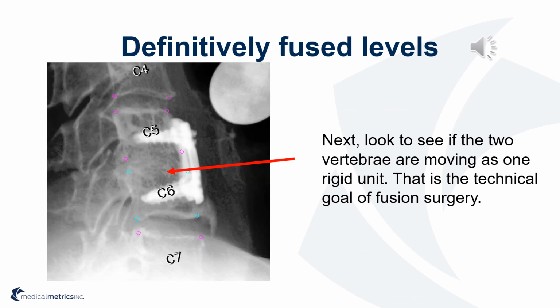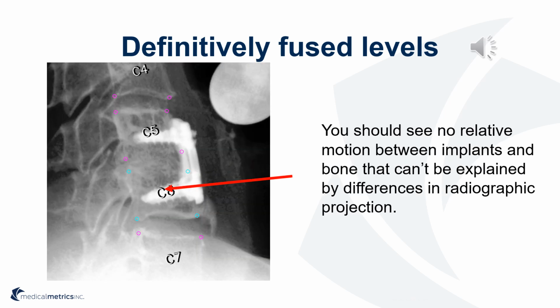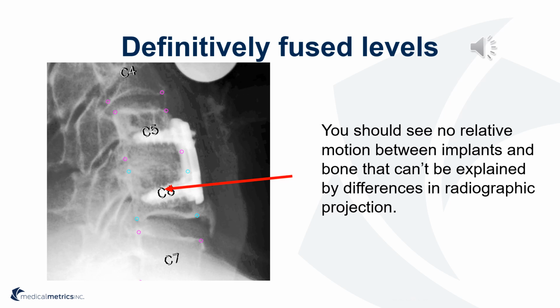Next, look to see if the two vertebrae are moving as one rigid unit. That is the technical goal of fusion surgery. You should see no relative motion between implants and bone that can't be explained by differences in radiographic projection.